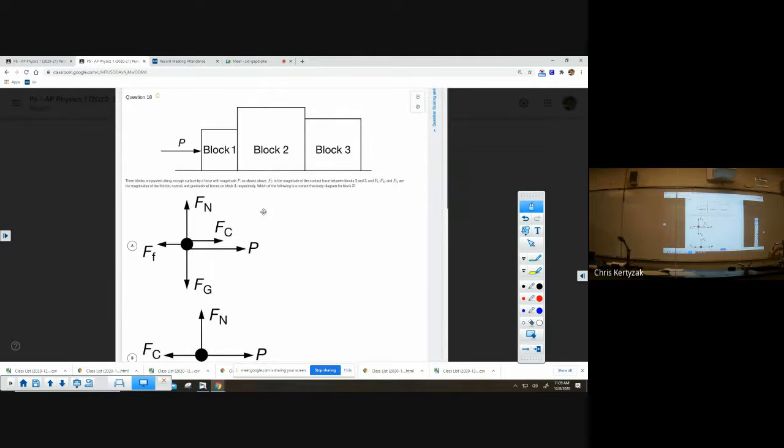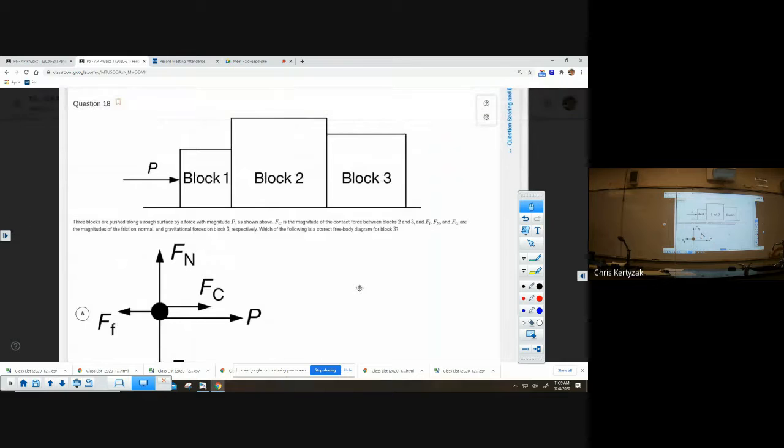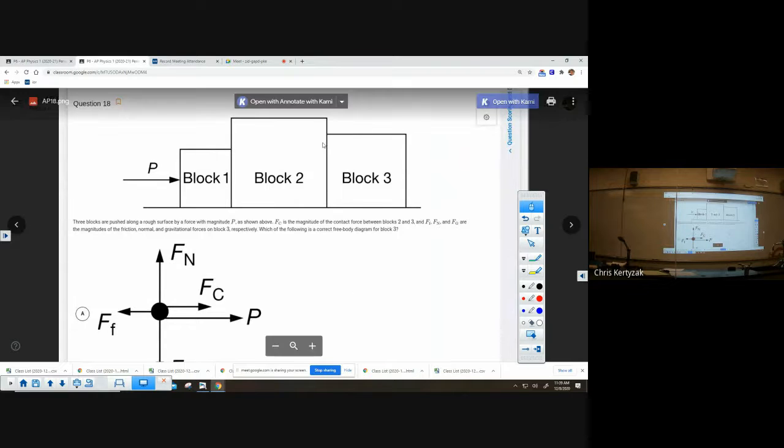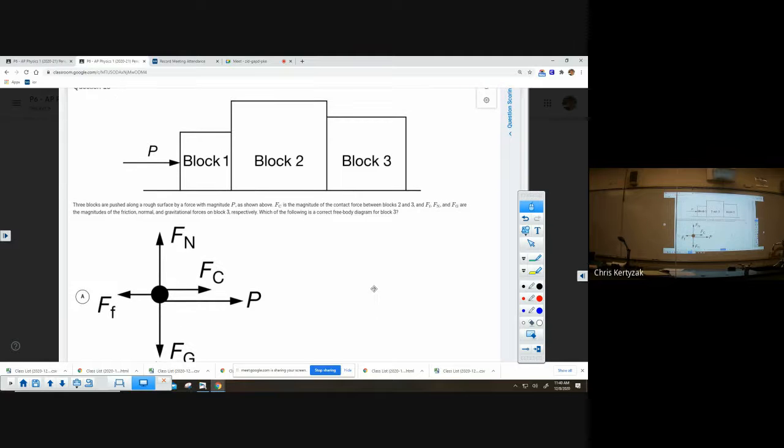All right, there's 3 blocks being pushed by a force P, as shown in this image. Fc is the magnitude of the contact force between blocks 2 and 3. Ff is a frictional force, Fn is any normal forces, and Fg are the weights. Which of the following free body diagrams is correct for block 3?